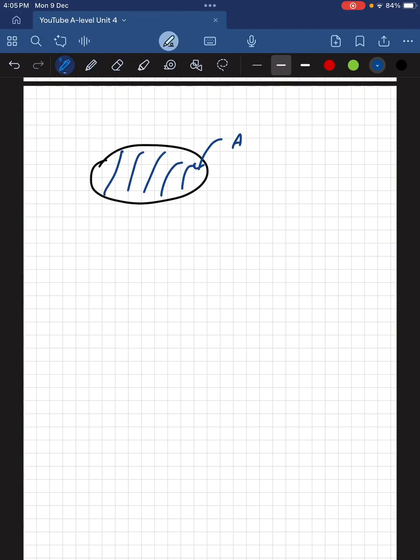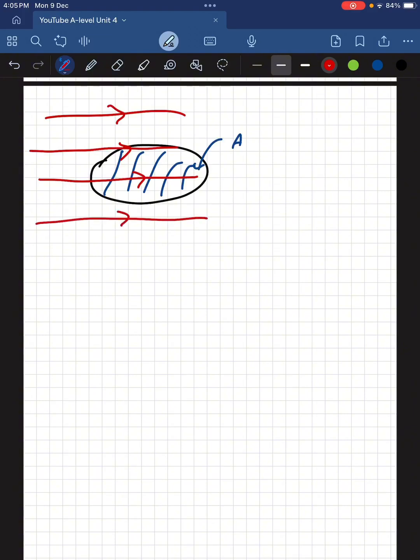This is my cross-sectional area A, and here is my magnetic field. I'm trying to show that it's parallel to this cross-sectional area. Does it cut through? No, it does not. So phi is 0 in this case. So we need the magnetic field to cut through the loop.